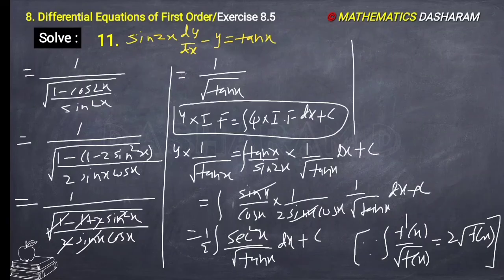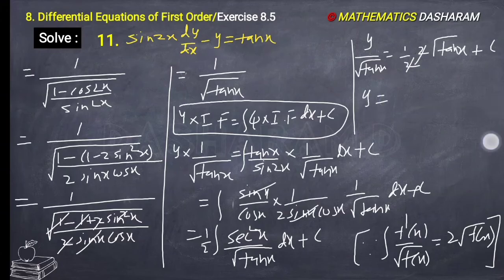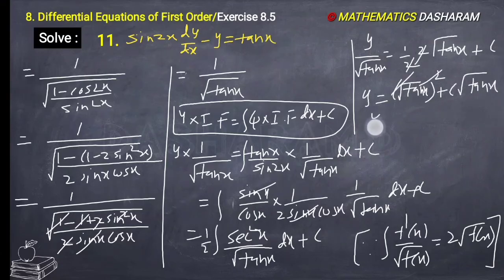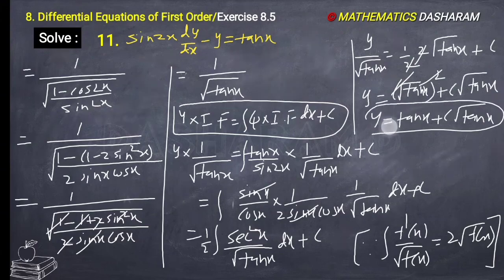Let us use this. So y by root tan x equals to 1 by 2 into, here f of x is tan x, f dash x is secant square x, then 2 into root tan x plus c. Here 2 cancel, then y equals to this root tan x transposed to right side. So root tan x whole square plus c into root tan x. So then square root cancel, y equals to tan x plus c into root tan x. This is our required answer.